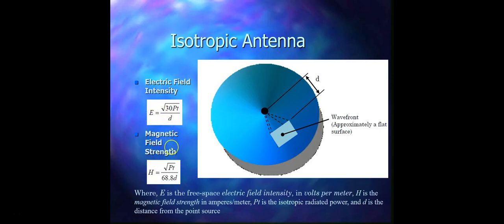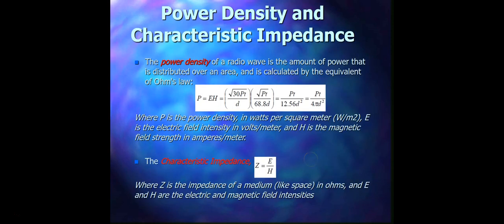And the formula for magnetic field strength is also given here, and it is the square root of PT divided by 68.8 d, and again PT is the isotropic radiated power. The unit for electric field intensity is volts per meter, whereas for magnetic field strength it is amperes per meter.